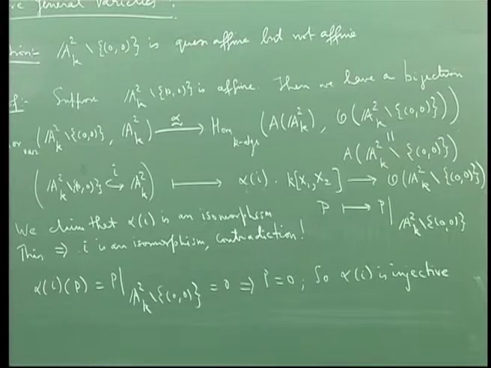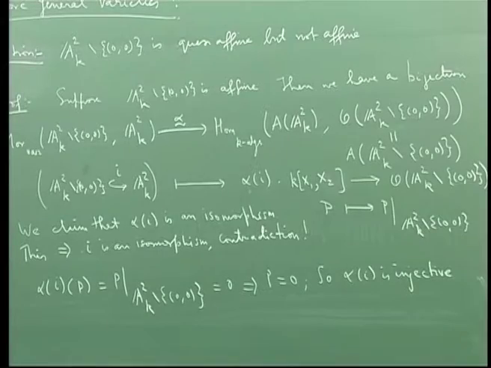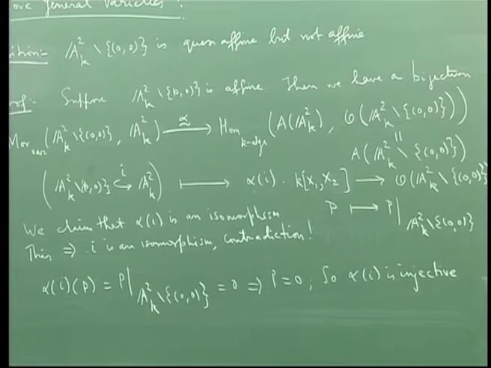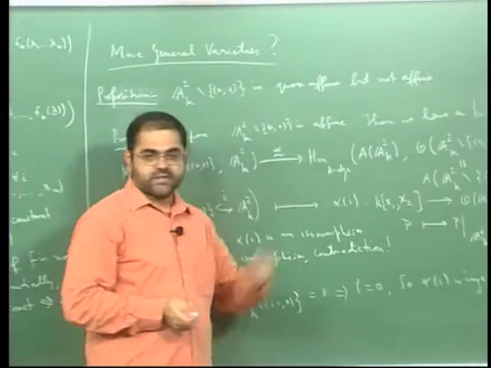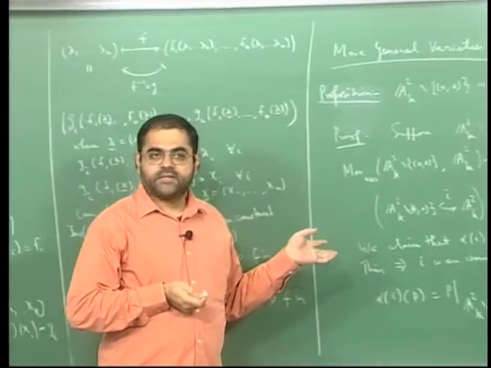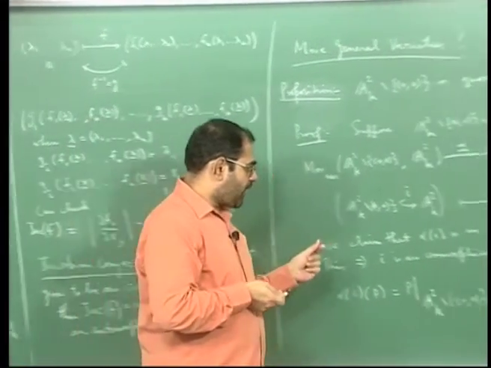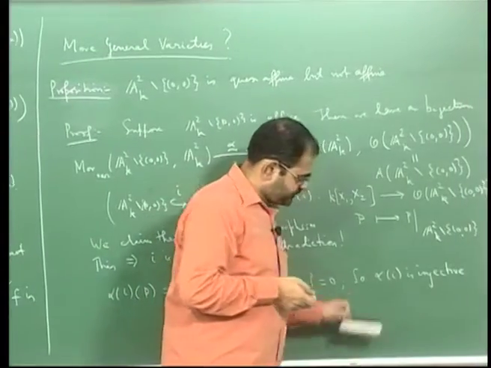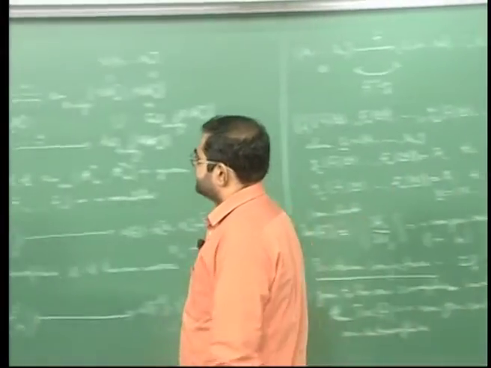The only thing that I will now have to prove is that alpha of I is surjective. If I prove that, then I am done, then I would have proved that alpha of I is an isomorphism, and we would get the contradiction that we want, alright. So how do I prove it is surjective? So we do it like this.